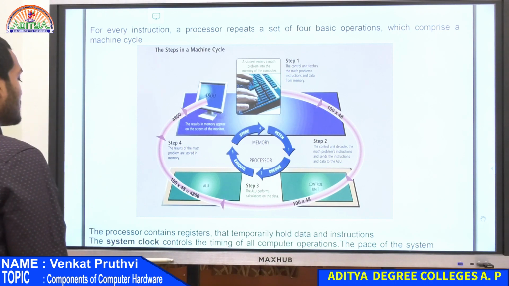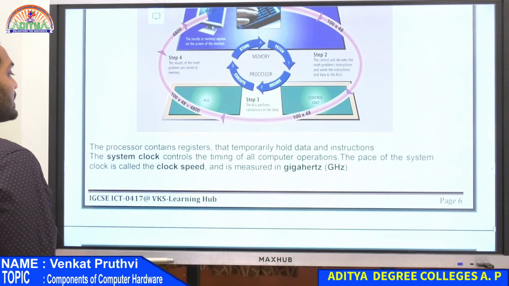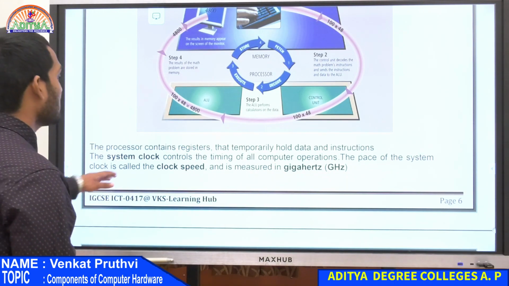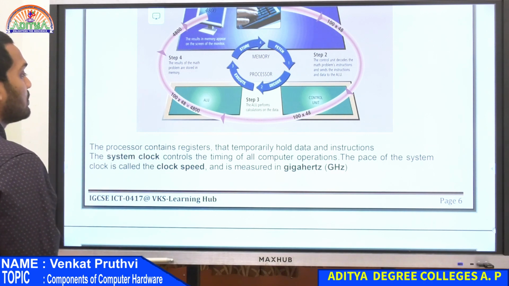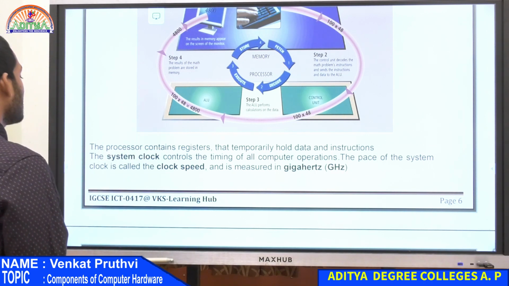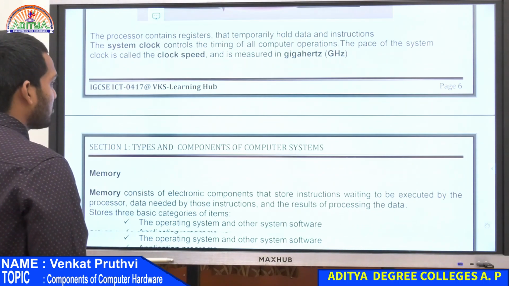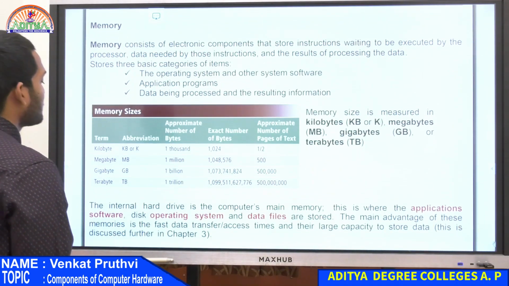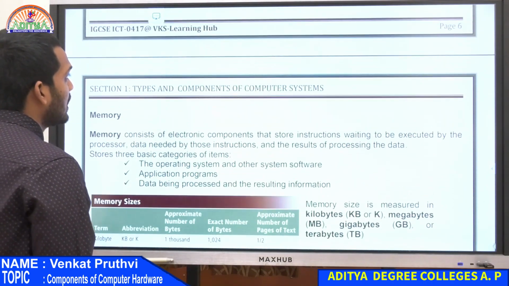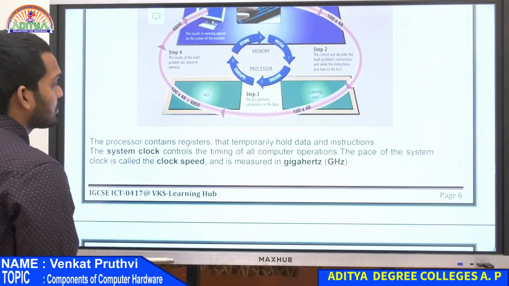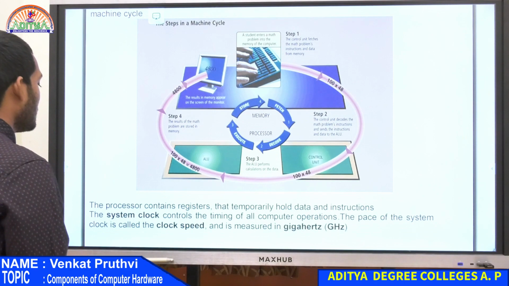The processor contains registers that temporarily hold data and instructions. The system clock controls the timing of all computer operations. The pace of the system clock is called the clock speed and is measured in gigahertz. So generally, when you are buying a laptop or when you open your system properties, you will see the gigahertz property there, and how much the gigahertz is, is your computer processing speed, or your clock speed.